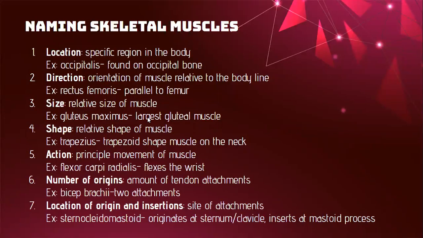There are so many skeletal muscles in the body, and there is a specific way the scientific community names skeletal muscles. These are just a few of the factors. The first factor is location. Sometimes skeletal muscles are named because they're in a specific region of the body.